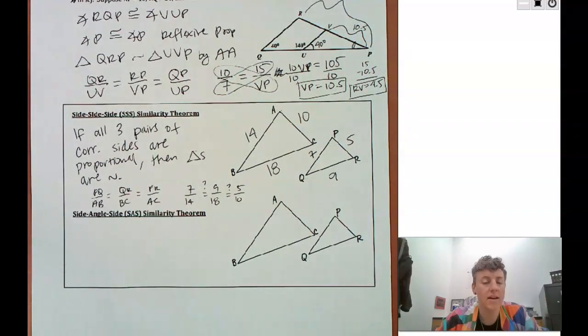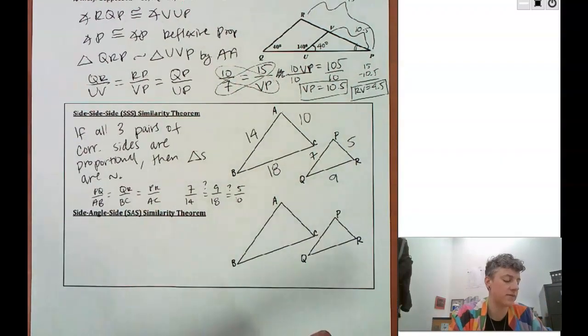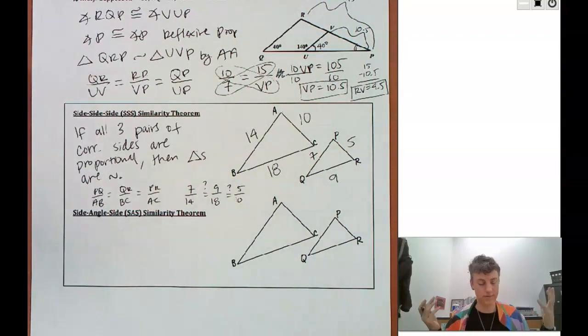Yeah, they're all half. 7 over 14, that's a half. 9 over 18, that's a half. 5 over 10, that's a half.